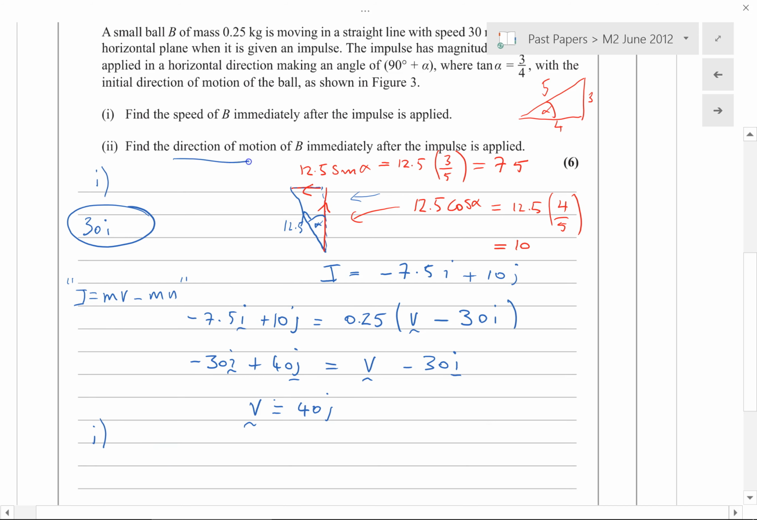So find the direction of motion. Looks familiar here. There's no angle again, it's going upwards. So the answer to part A is 40 meters per second. And the second part is vertically upwards.